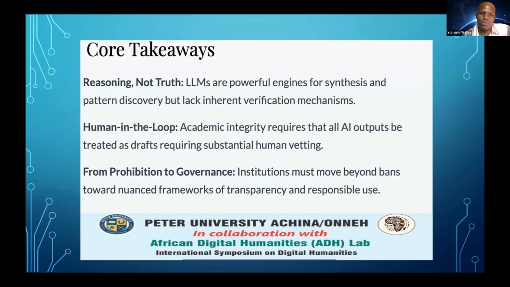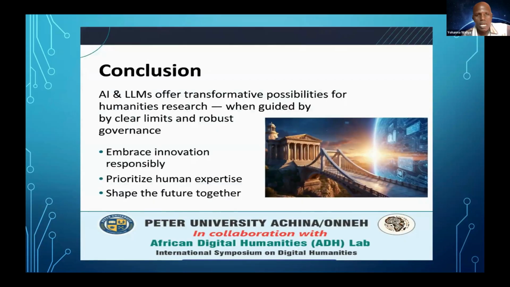I will conclude by this: we must embrace innovation responsibly and prioritize human expertise above machine, so that our future will be shared as humans. Though we are coming into the era of transhumanism and posthumanism, we must know we are always human. Though we are together with machines now everywhere, non-humans are everywhere, we must know that we are humanity scholars, and we must prioritize human beings above machines.